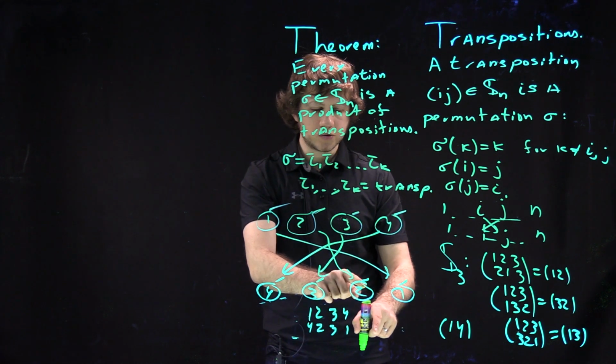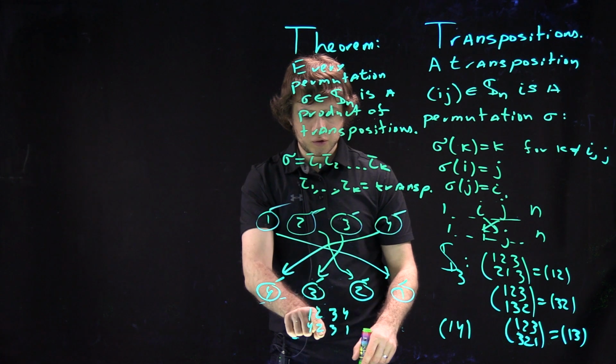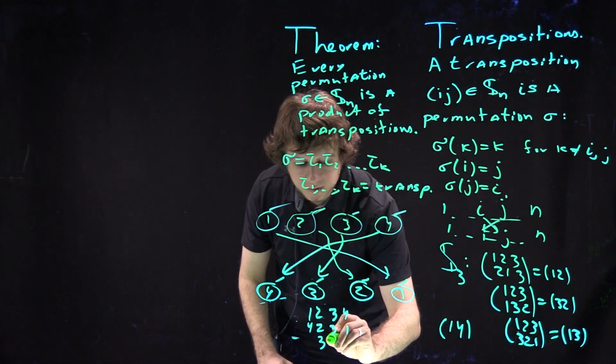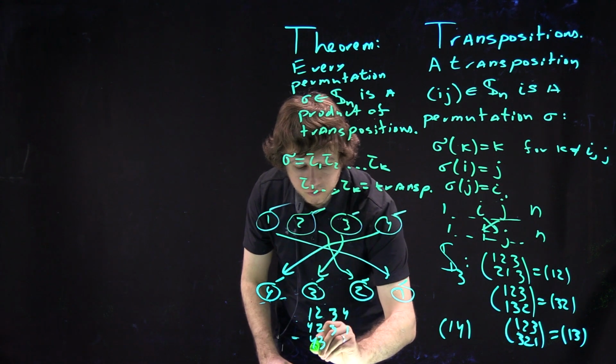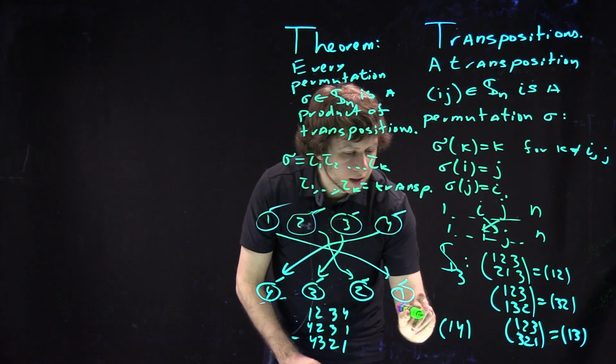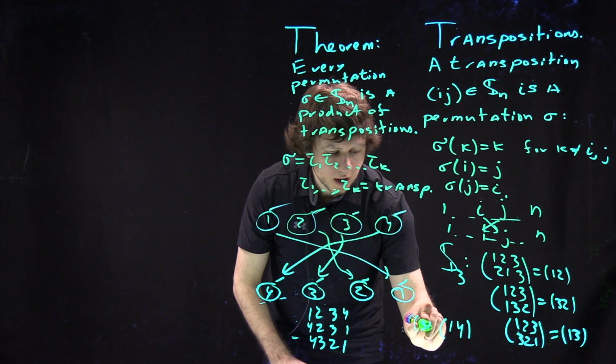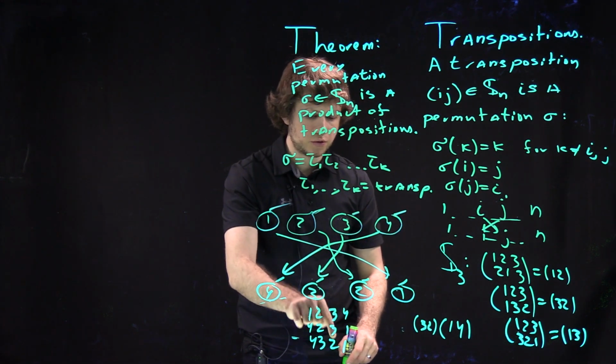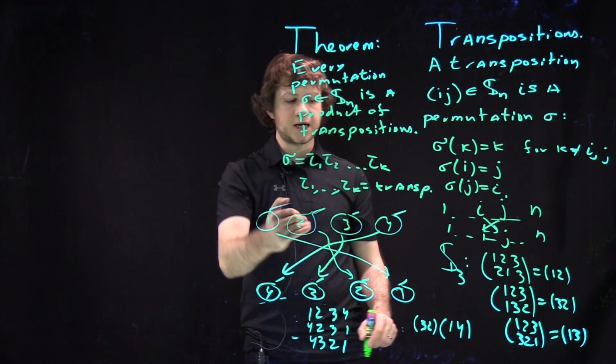So 2 should go to 3. And now 2 goes to 2. So let's exchange 2 and 3, and then when we do that, we get a permutation 1, 2, 3, 4 goes to 4, 3, 2, 1, and 3, 2. And now we know that 1 goes to 4, 2 goes to 3, 3 goes to 2, 4 goes to 1. So this is exactly what we want.